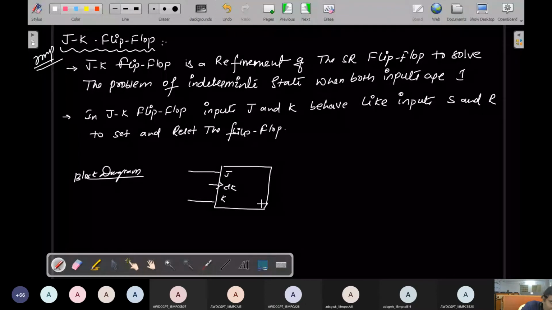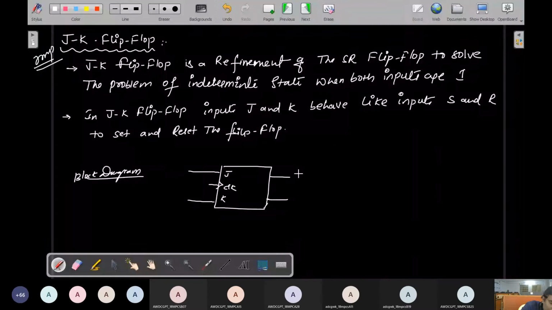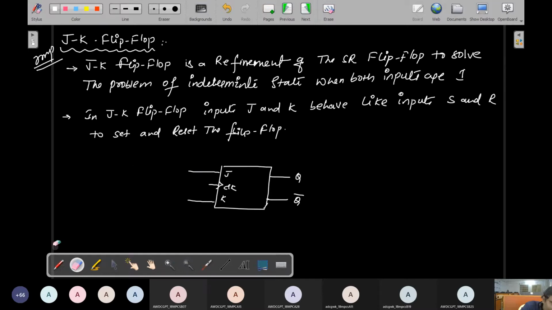This JK flip flop also has two outputs, called Q and Q bar. So these are the present outputs Q and Q bar. This is the block diagram or logic symbol, whatever it may be, both are equal. So this is the JK flip flop block symbol. Okay, so don't write that this is a block diagram. Simply write that this is a graphic symbol.